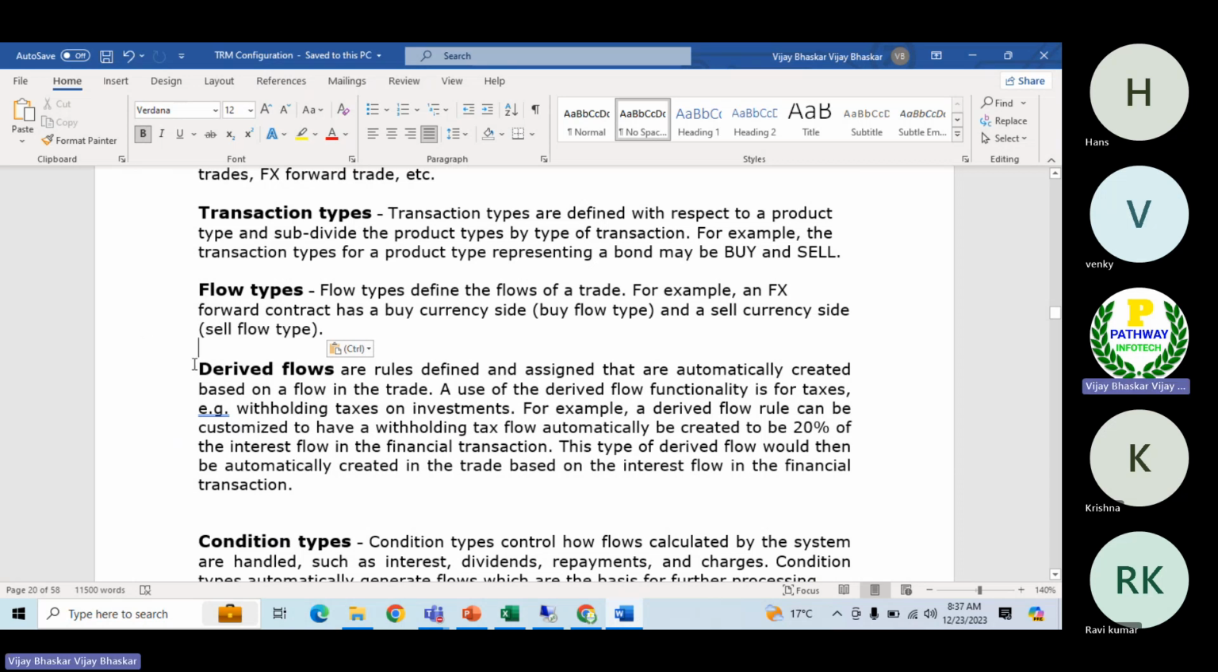Then derived flows. Derived flows are dependent on the main flows. Let's say there is some charge or tax amount, say 100 rupees, which I want to charge on that particular transaction, or some additional charges. We must use the derived flows functionality in order to calculate taxes or apply additional charges. Again, the derived flows can be percentage based or amount based. It depends on your requirement, which one is feasible, then we can go with that option.